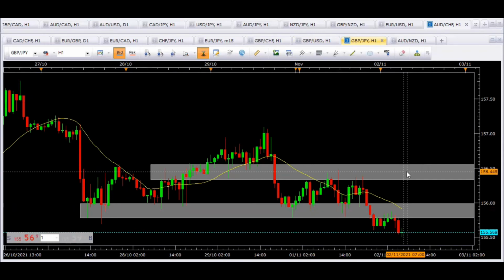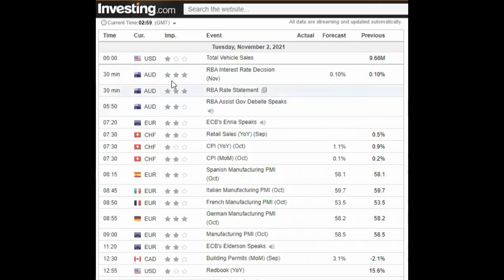So lots of selling pressure on sterling today. Let's take a look at the news. Some big news coming out of the Australian dollar in half an hour. We've got an interest rate decision, so that could really move the markets, guys. If you're in an Australian dollar pair, then you must be aware of this news.